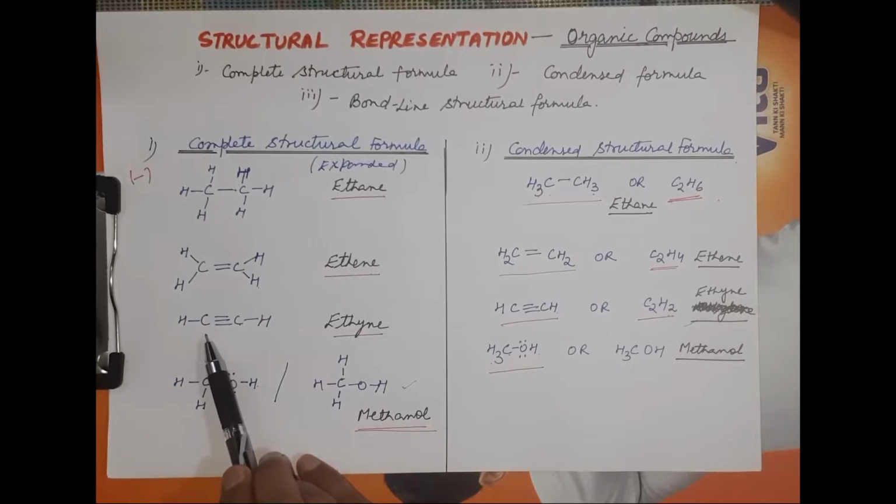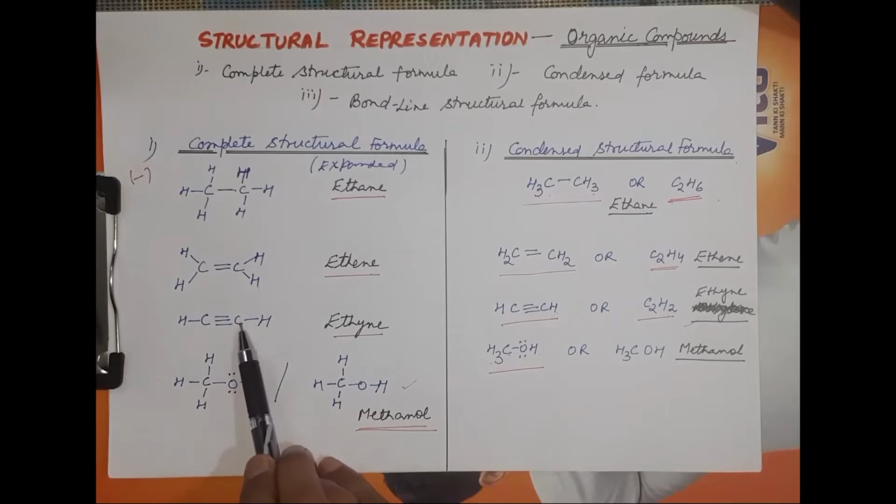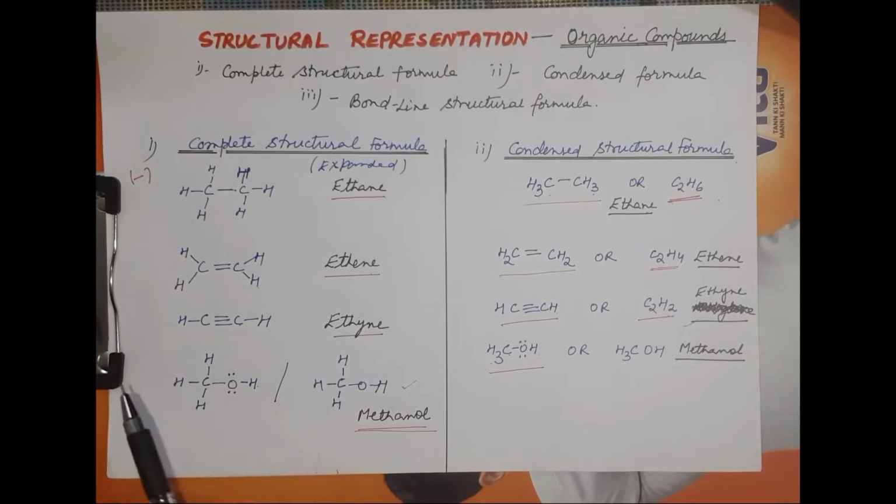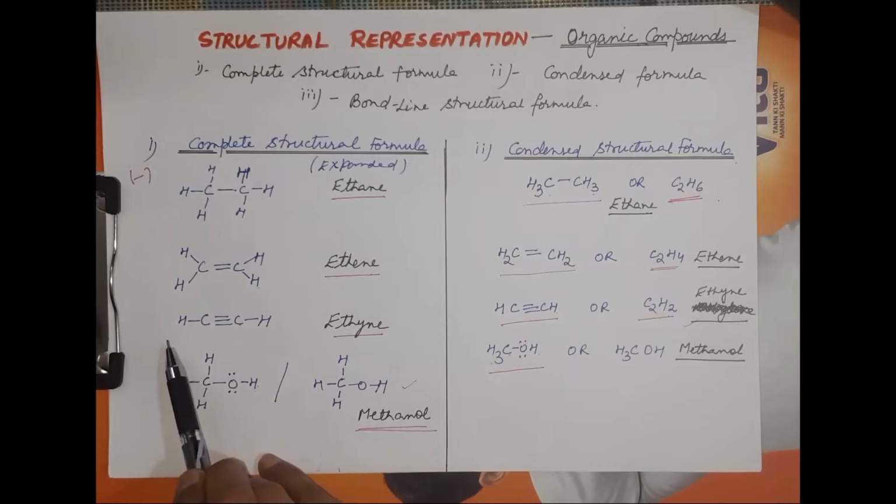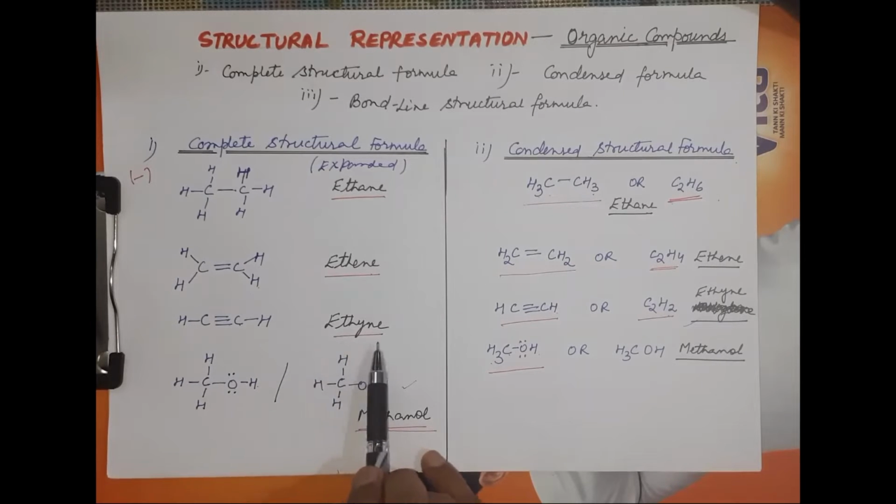Next is ethyne. Here we can see carbons are attached to each other with a triple bond, and each carbon is attached to one hydrogen atom by a single bond. So this is ethyne. Next I will talk about methanol.